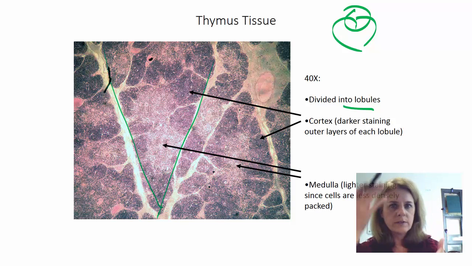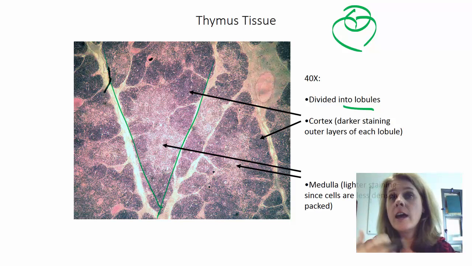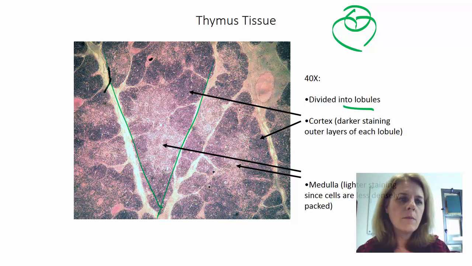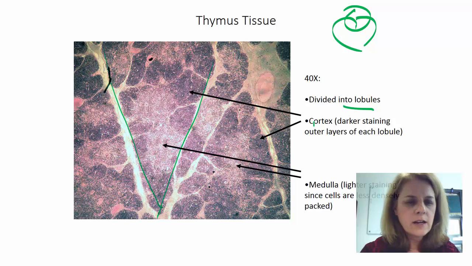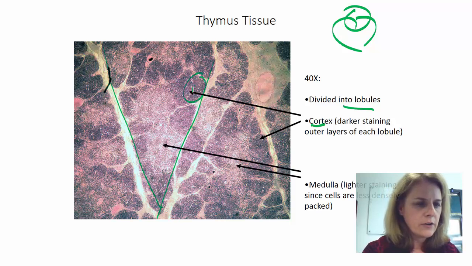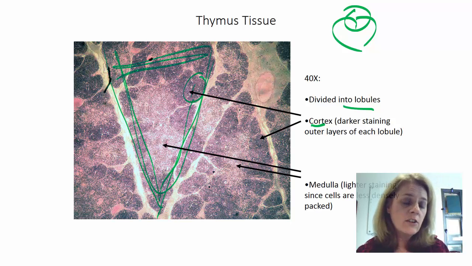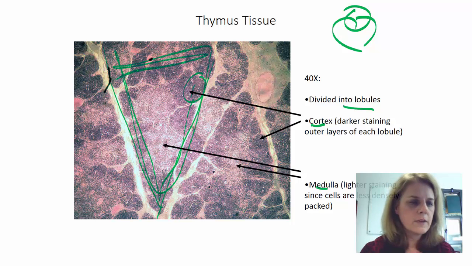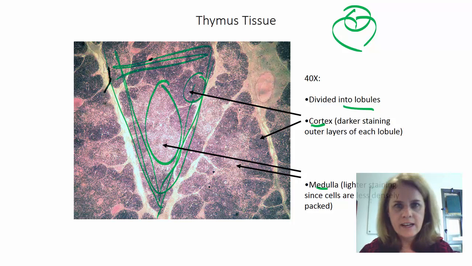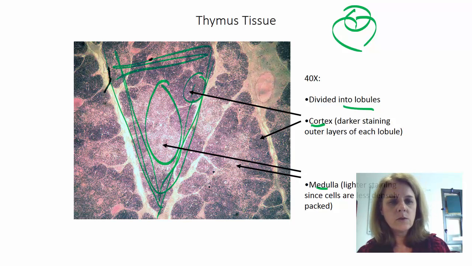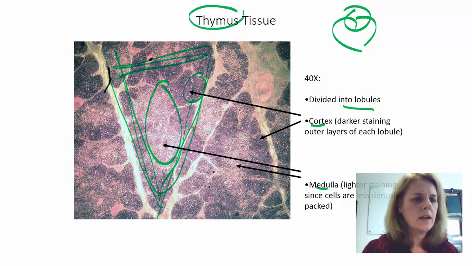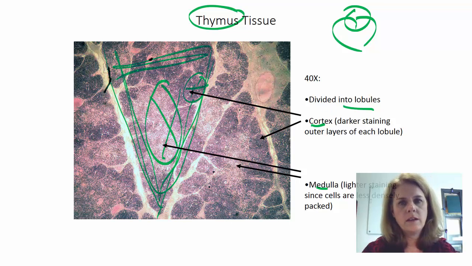They have an outer layer. This is a cut through this gland, so you're looking at a cross-section of the lobule. You're looking at the outside cortex, which is the darker staining layers. See how it's dark all the way around? And then the medulla, the inner layer, is going to be this more pink or lightly stained area. So for a test question, I might say, name this tissue, and you say, okay, it looks like thymus. Name this region, and that would be the cortex. Name this region, that would be the medulla.